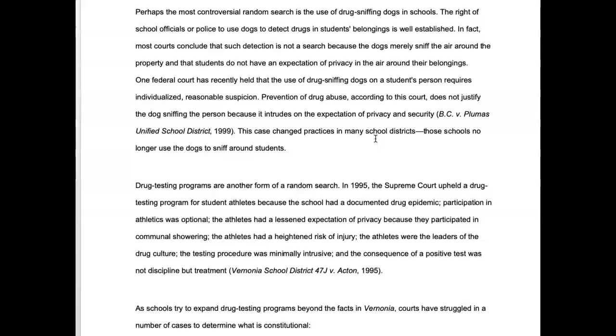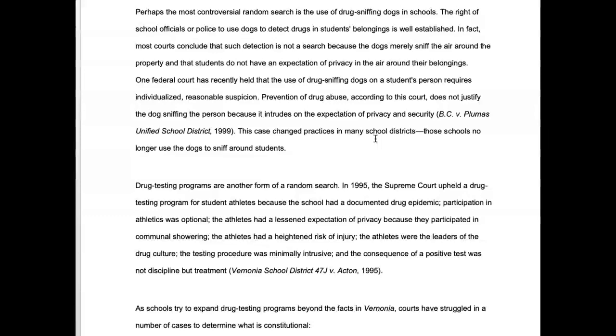If you're going to do that, if they come in the building, they can sniff lockers. You can even take all the kids out of the room and let the dog go in the room and sniff book bags, but they cannot sniff the air around a person. And the reason why is because you have to have reasonable suspicion. People have an expectation of privacy of the air 3 inches around my body. That's my personal space, okay?